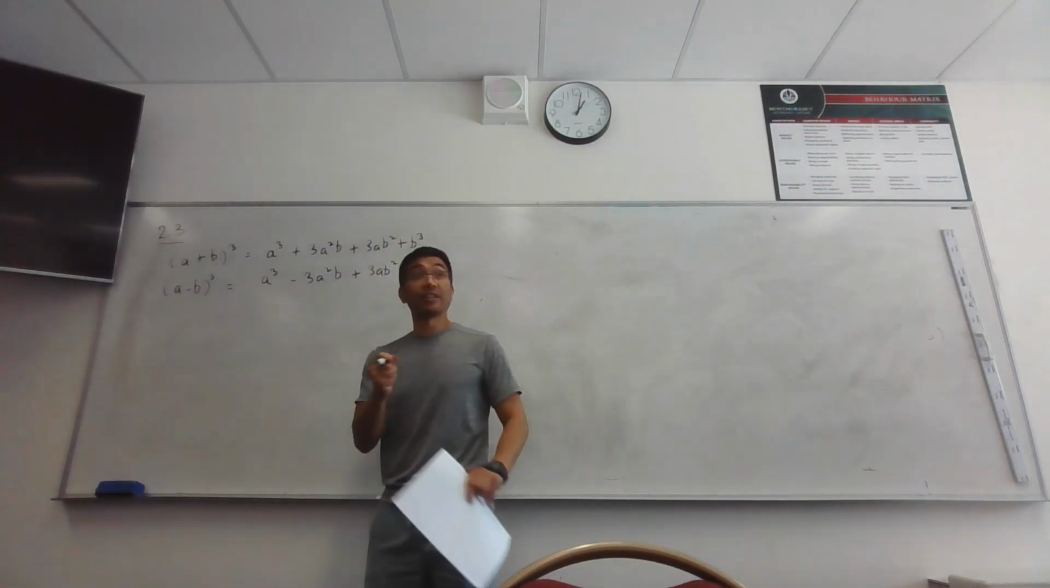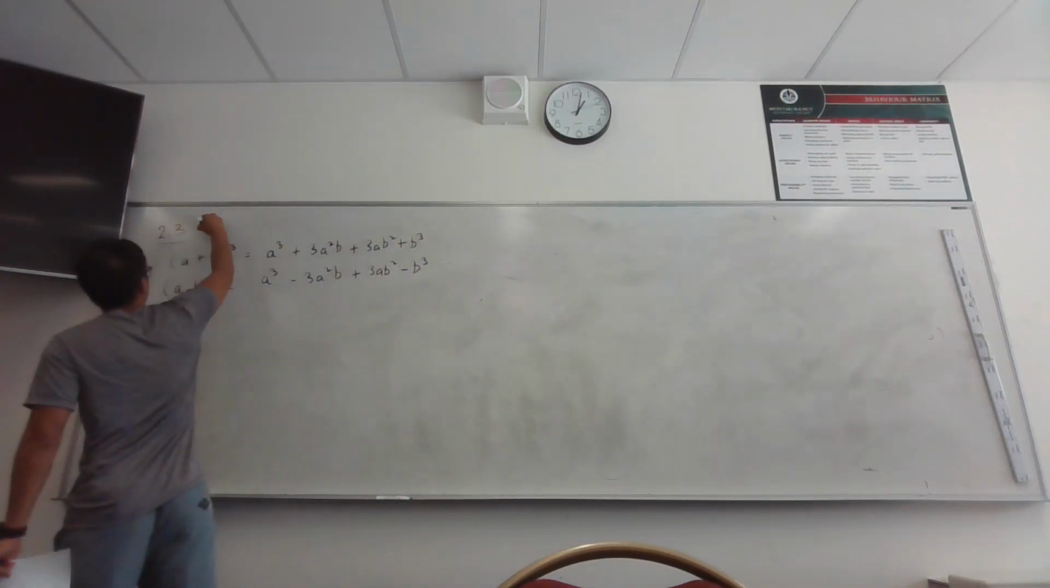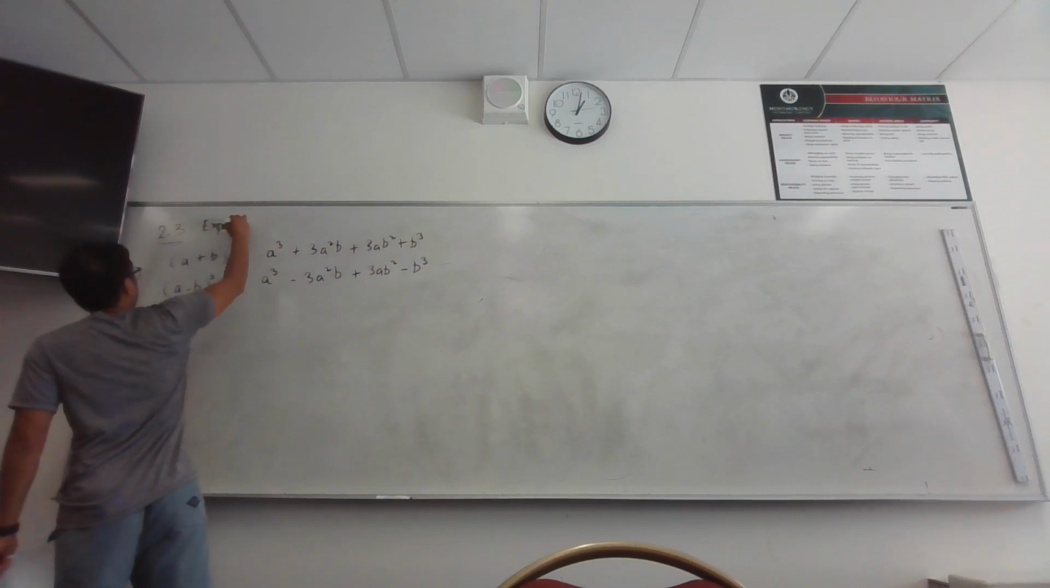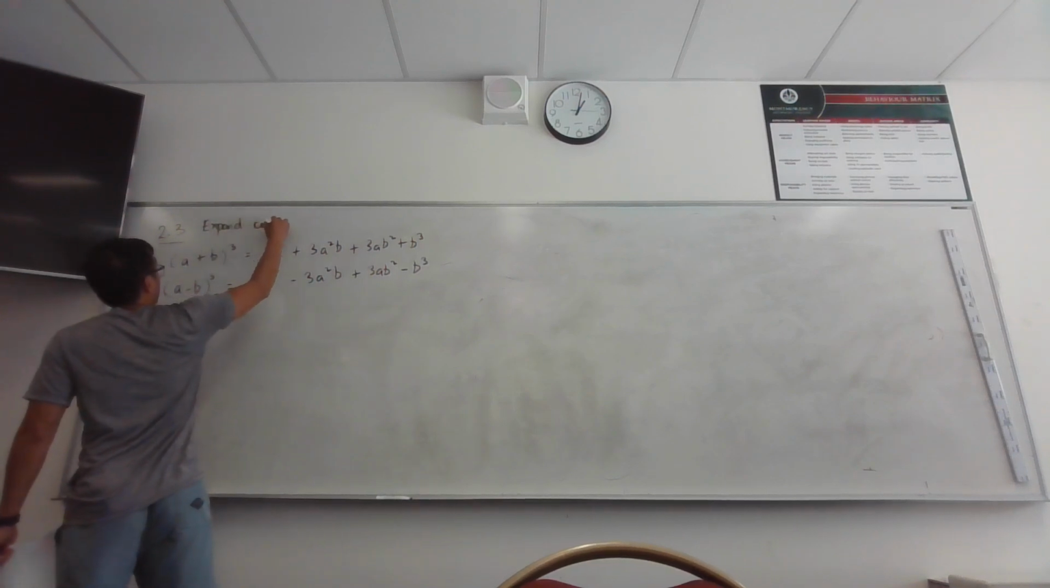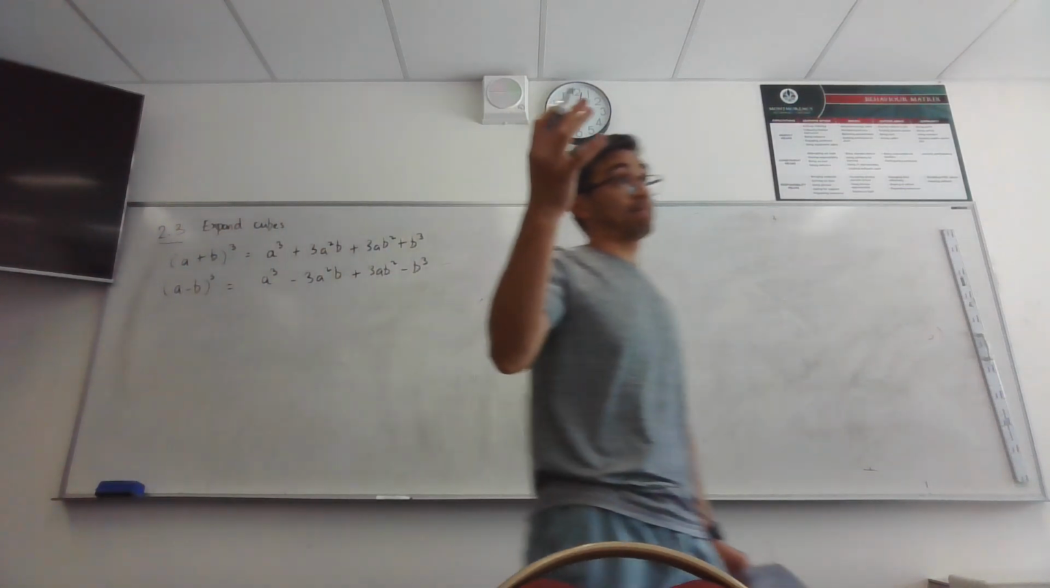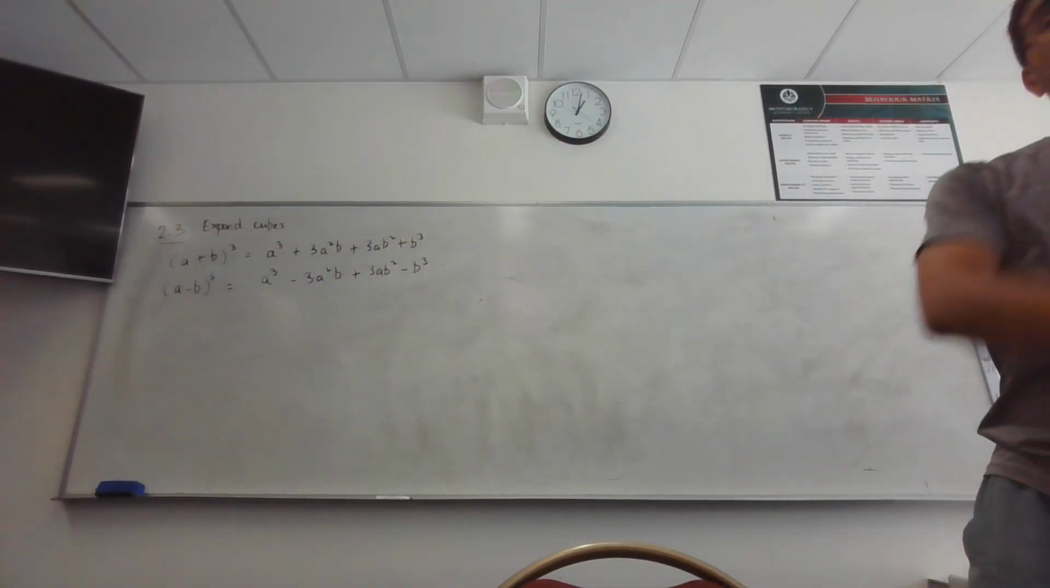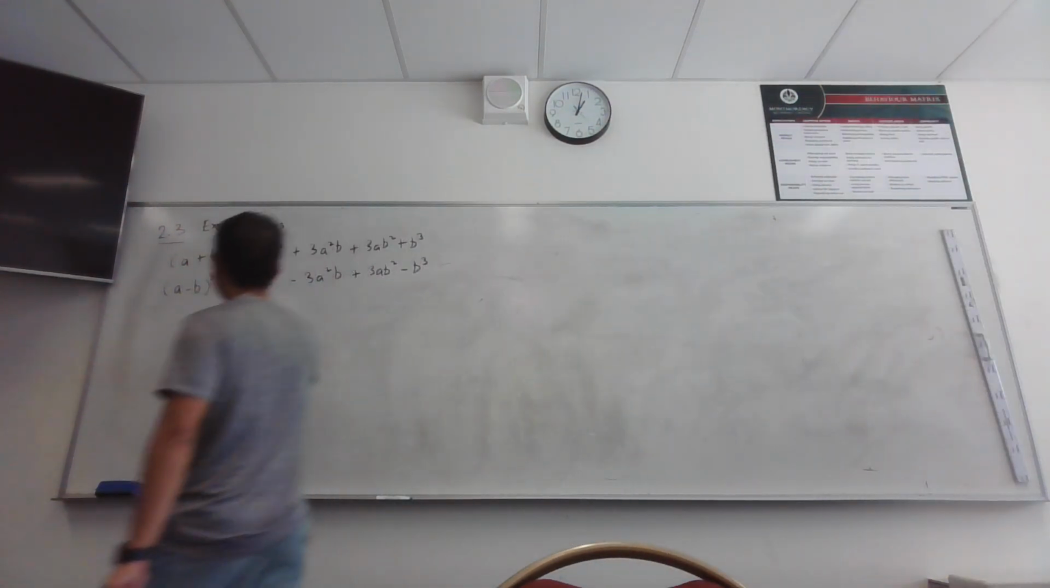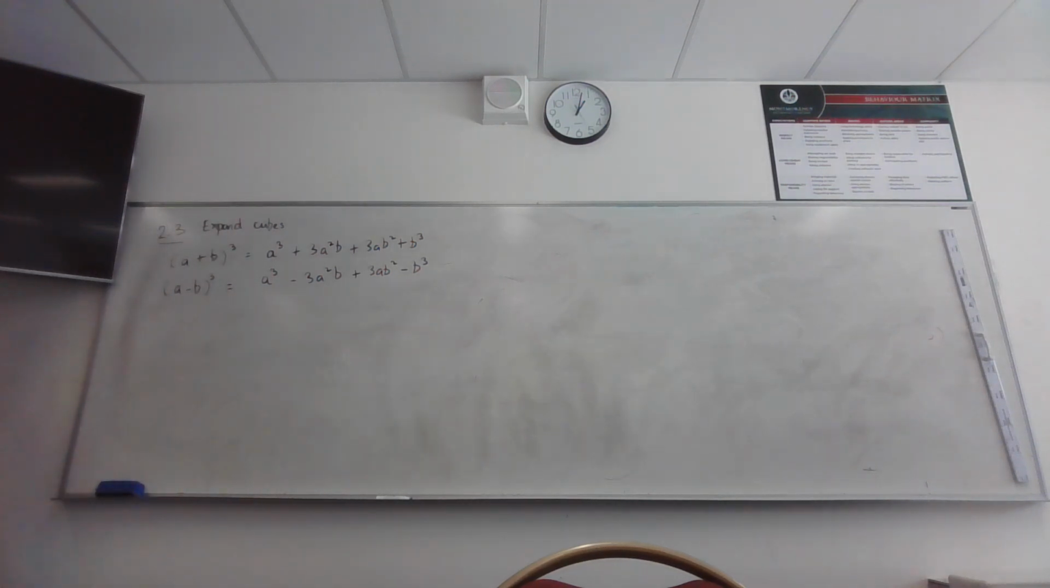Now, we're going to expand cubes. Why is this a cube? It's power 3. Look at the 3. It's 3-dimensional. Cubes, guess what? They are 3-dimensional. That's where it comes from, 3 dimensions. Okay, let's do one.